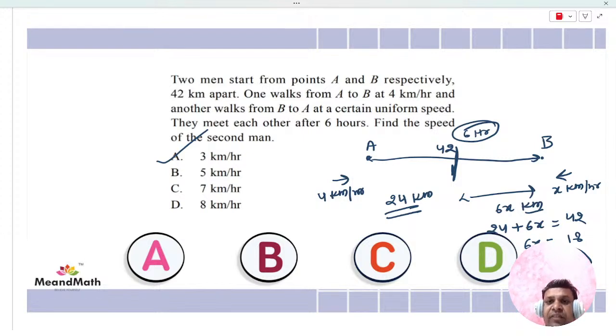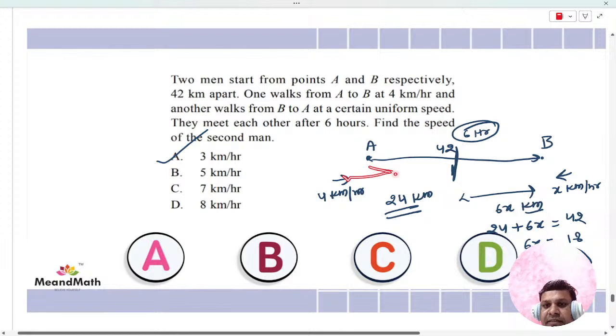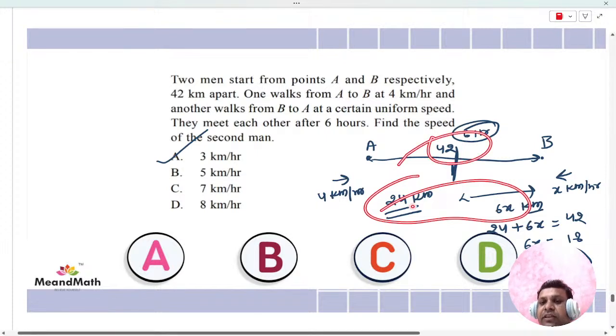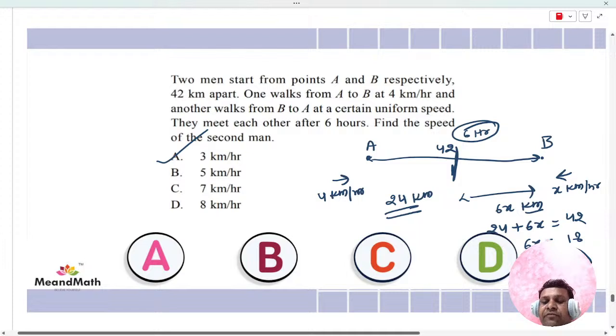From point A, the person moves with 4 kilometers per hour for 6 hours, so 24 kilometers. From point B, the person moves with x kilometers per hour for 6 hours, so the distance traveled by person B is 6x. So total distance is 42 kilometers. So 24 plus 6x is equal to 42. If you simplify, x is equal to 3. So 3 kilometers per hour.